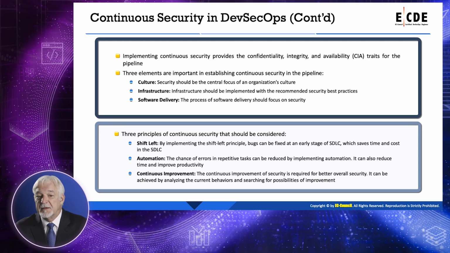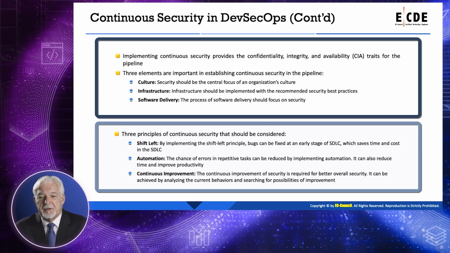With culture, security should be the central focus of an organization's culture. Infrastructure should be implemented with the recommended security best practices. And finally, software delivery is the process of software delivery, and it should be focused entirely on security, or not entirely, but in our field, we see it as it should be. Of course, they have their business that they have to support, but there should be that security focus.